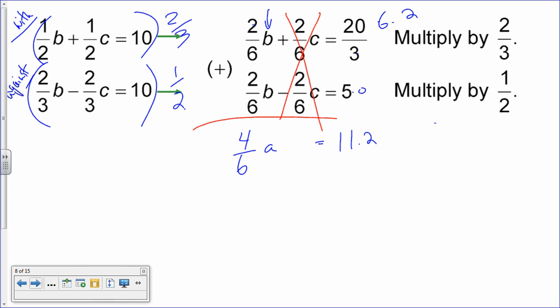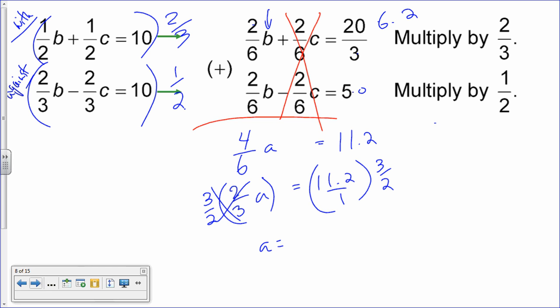How do I get A by itself? Now, I can even change that to 2/3, right? Multiply. Very good. Put that over 1. Okay, 3 times 11.2, do that on your calculator. 11.2 times 3 is 33.6. 1 times 2 is 2. 33.6 divided by 2 should be about 16.8.